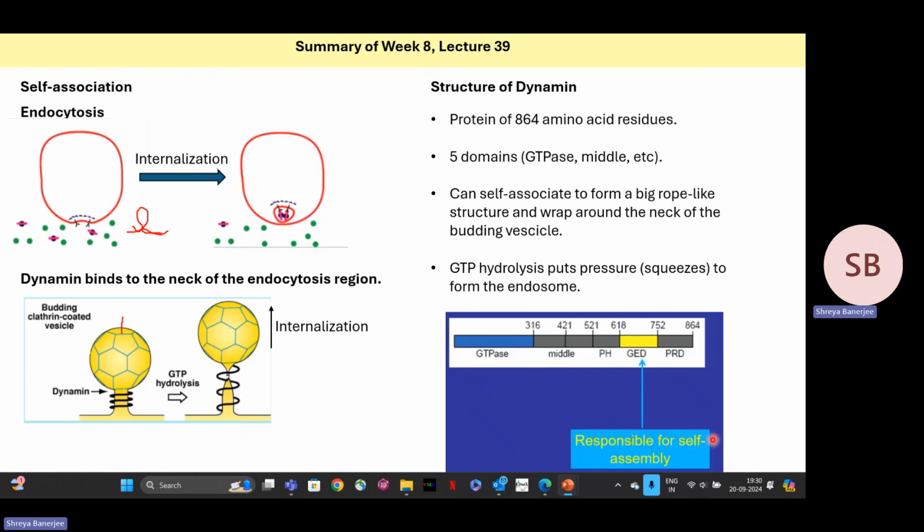Once the dynamin protein self-assembles, it can form a long rope-like structure. So the dynamin protein itself is not that large. It's 864 amino acids. But once it self-assembles due to the GED domain, it can form a long rope-like structure, and it will wrap around the neck of this budding endosome. Eventually, there will be GTP hydrolysis, which squeezes the neck so that the endosome breaks away and goes inside the cell. So the way this happens is by the self-association of dynamin.